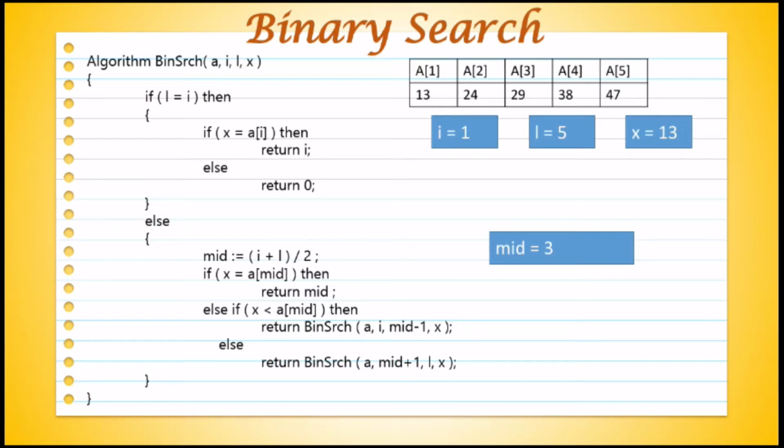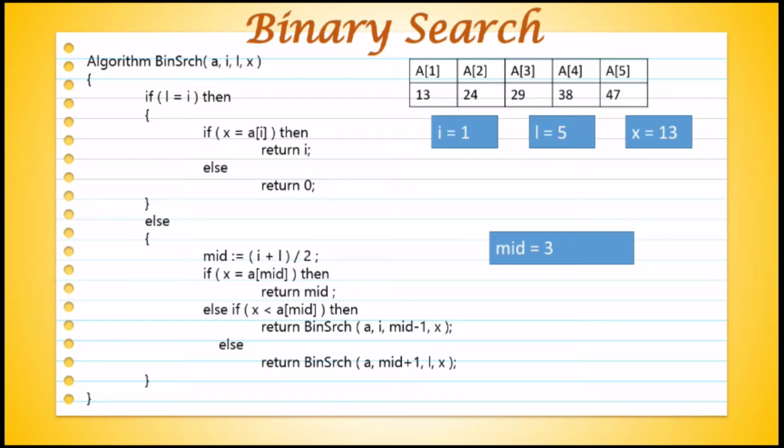Now we will check the middle value with the searching element. So 13 is equal to 29? No, this condition is false. Then we will check the else if statement. So x is less than a of mid. So what is the value of a of mid? 29. So x, that is 13, is less than 29. Yes, this condition is true.